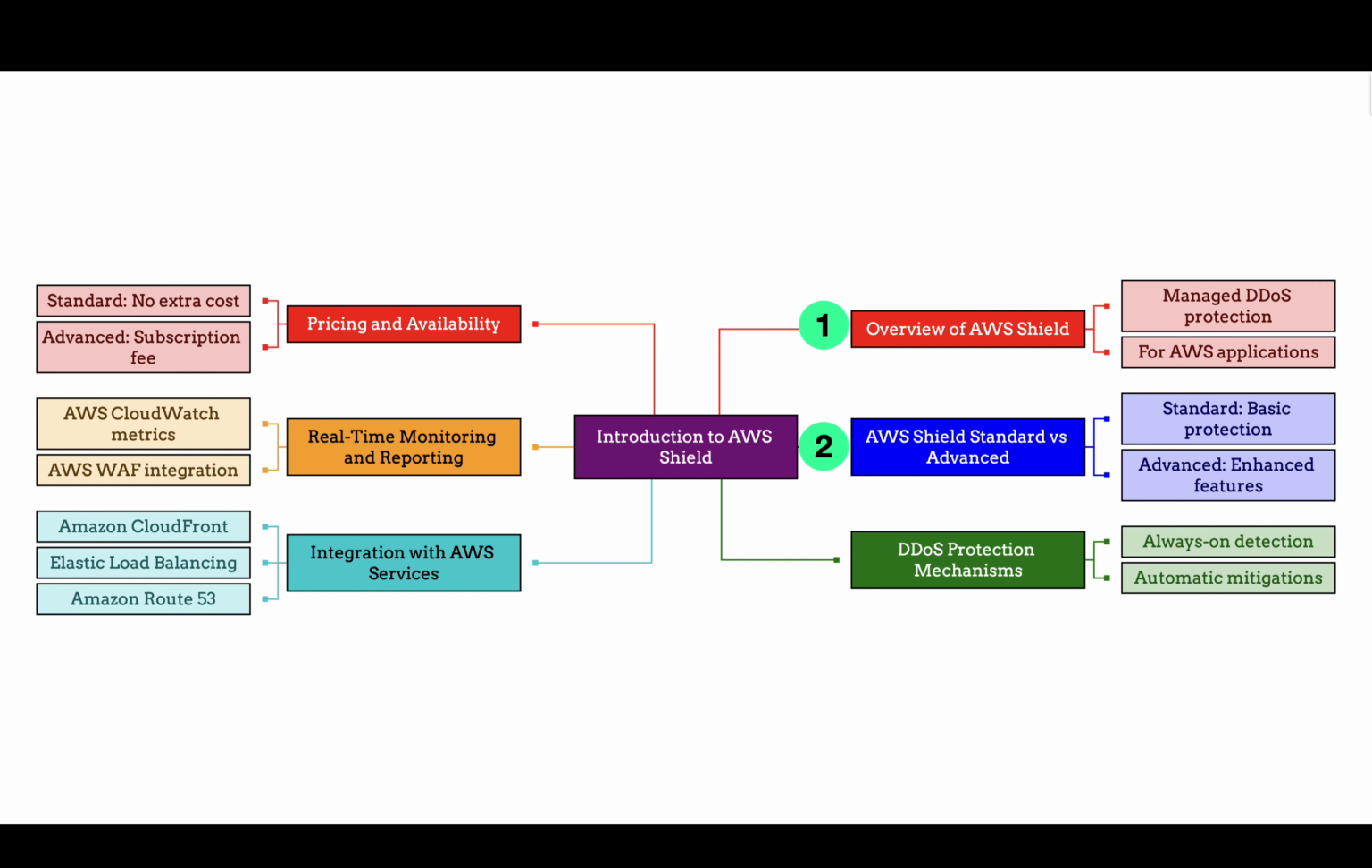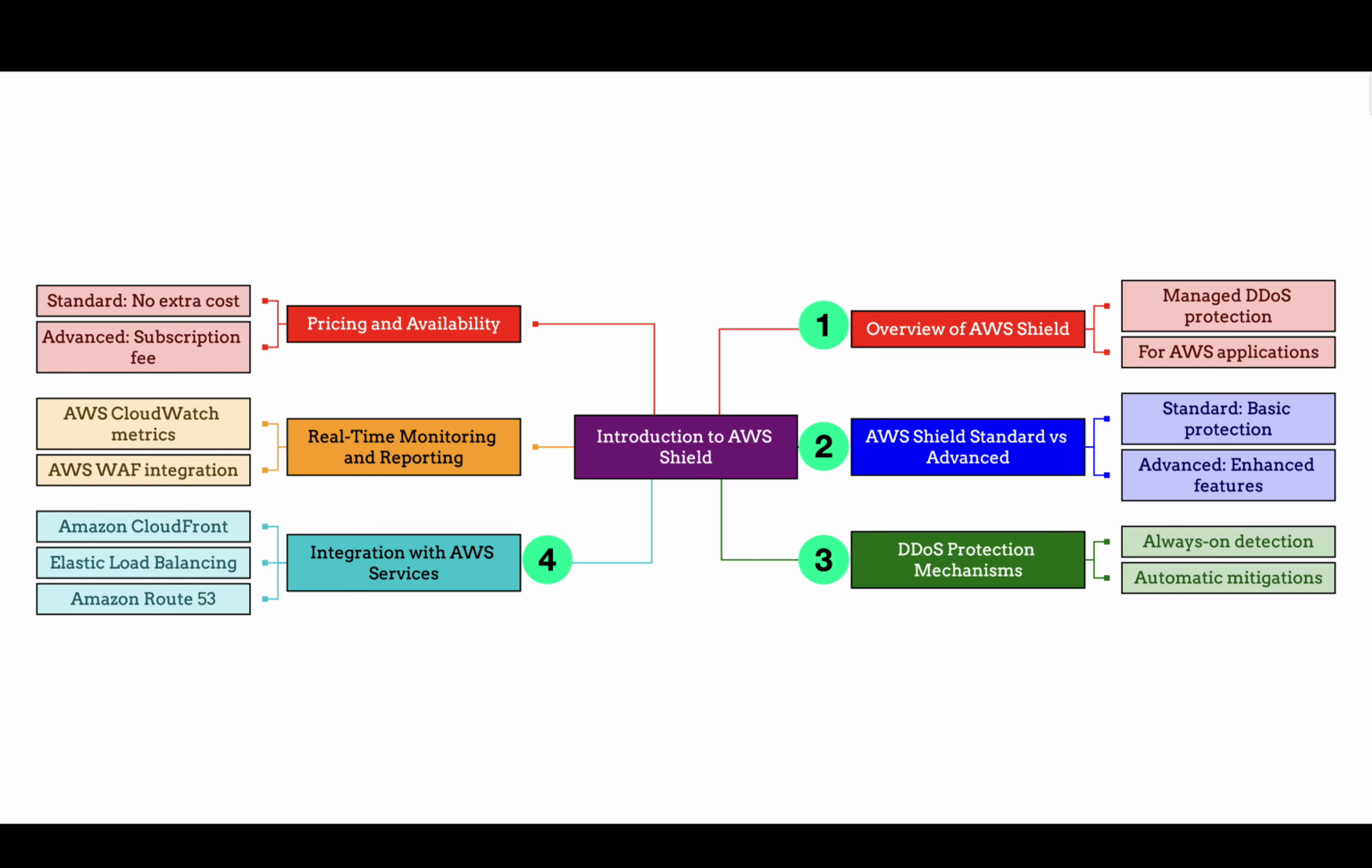2. AWS Shield Standard versus Advanced. AWS Shield Standard provides basic DDoS protection for all AWS customers at no extra cost, while AWS Shield Advanced offers enhanced protections with additional features for higher security needs. 3. DDoS protection mechanisms, includes always-on detection and automatic inline mitigations that minimize application downtime and latency.